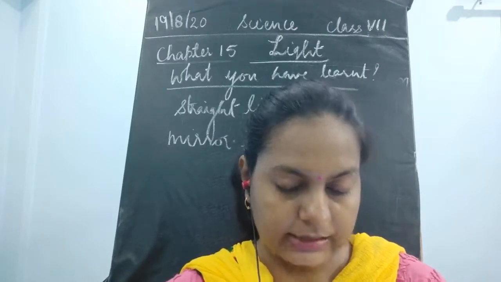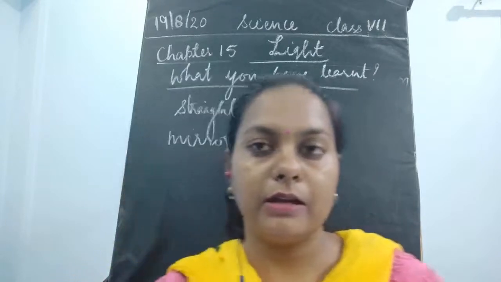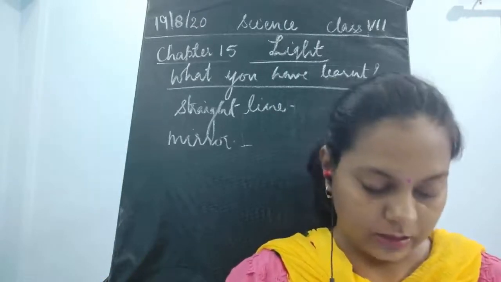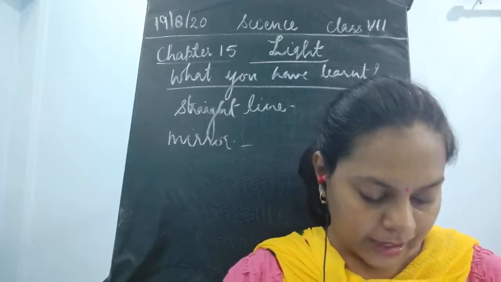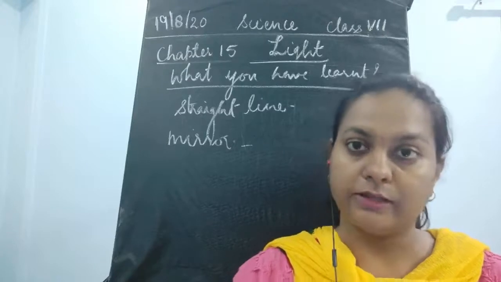Okay, this was very easy, and just now we discussed the real image. Real image means the image which is obtained on the screen. That screen could be your laptop, mobile or TV. Next, the image formed by the plane mirror is erect, which means always straight.